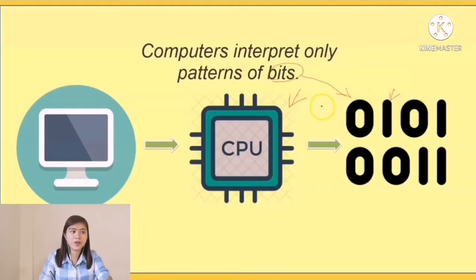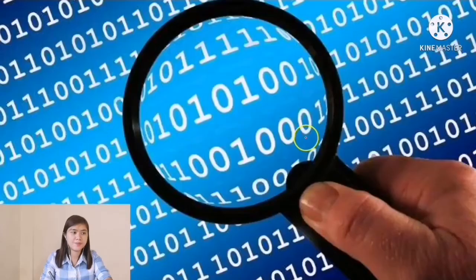Okay, this is how a computer interprets bits. Looking at the picture, you can see two numbers there, which are numbers 1 and 0, which refer to the bit. Because a bit is either 1 or 0.